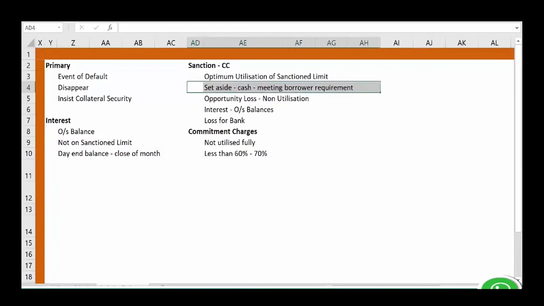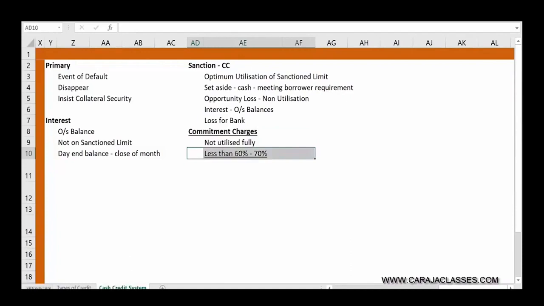In case the borrower is not going to utilize the limit to the extent expected by the bank, it would result in opportunity loss for the bank, because the bank has set aside some funds for this customer, but he is not utilizing the same, and interest is going to be charged only on the outstanding balances. So the bank is at a loss here. To overcome the situation, banks will generally stipulate a charge called commitment charges, and this charge will be levied when the cash credit facility is not utilized up to a certain level, say something like 60 to 70%, and this could vary from bank to bank.